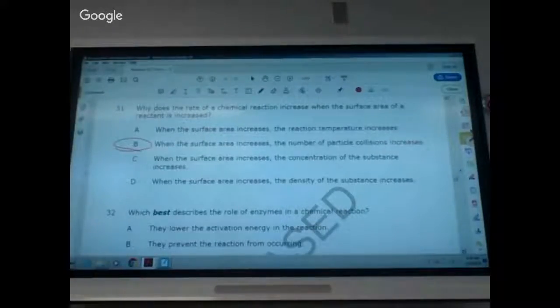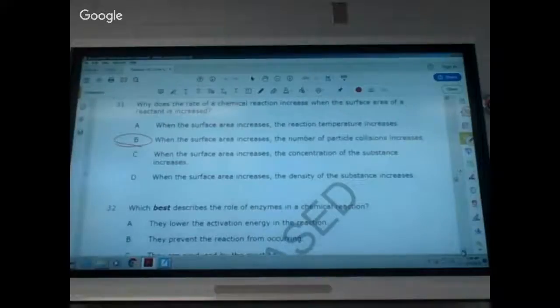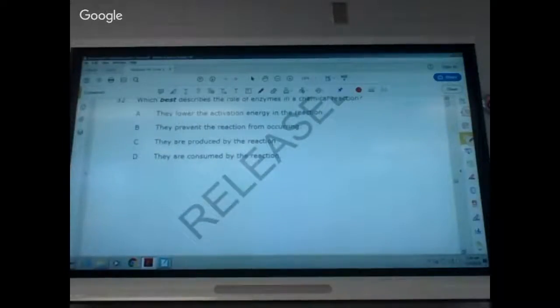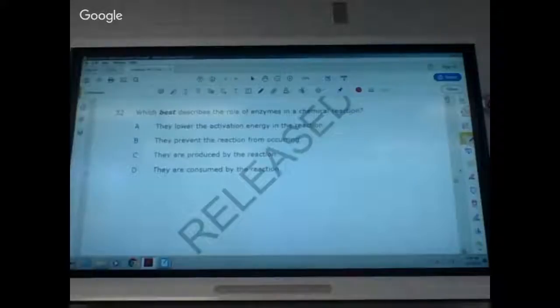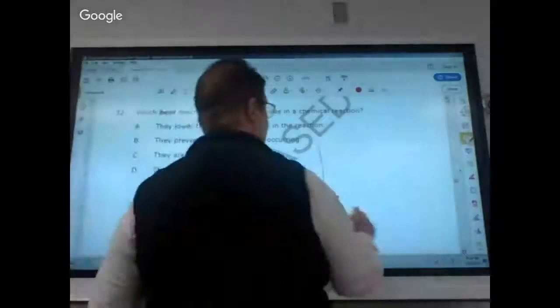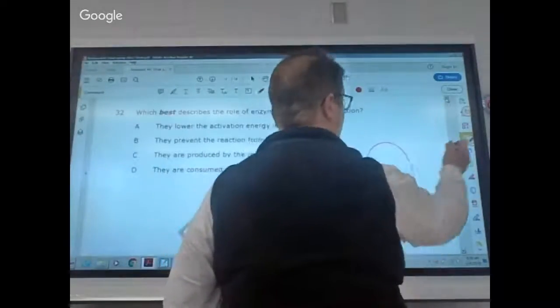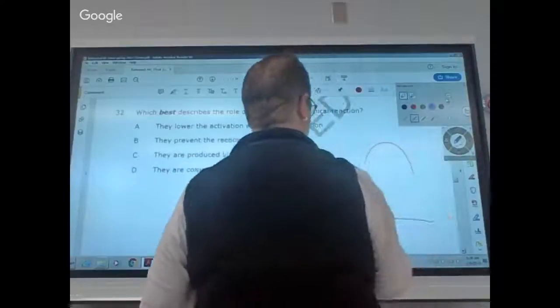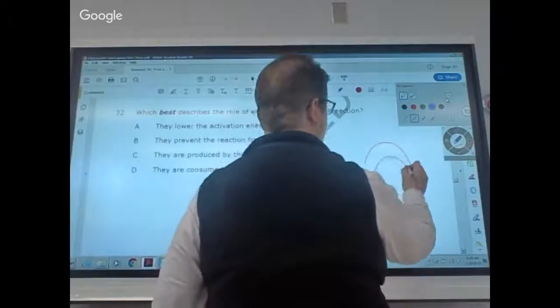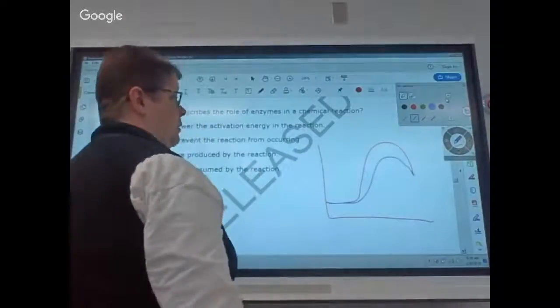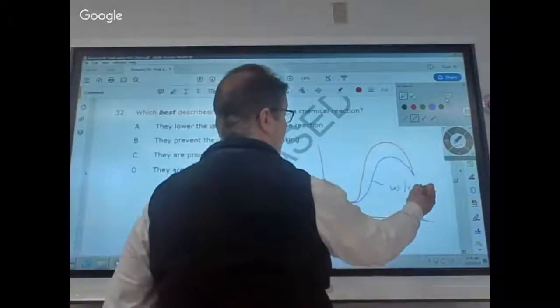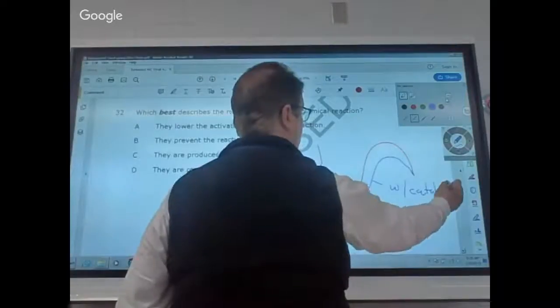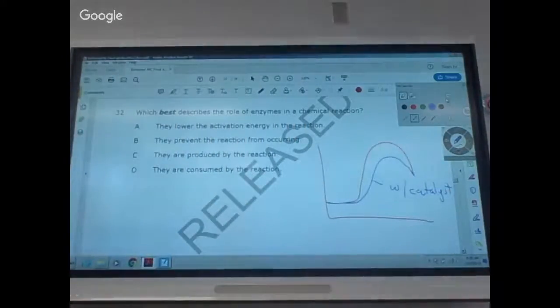Number 32. This is the one I just talked about a second ago if you were listening. Which best describes adding an enzyme to a chemical reaction? Lowers the activation energy. That's why I pointed that out. If you have an endothermic reaction, even if you add a catalyst, it's still going to lower your activation energy. So this is the one with a catalyst. It makes the energy less.